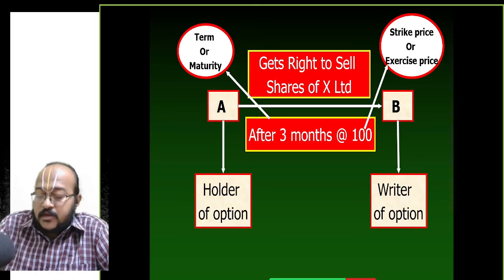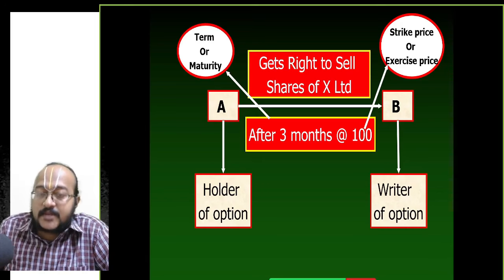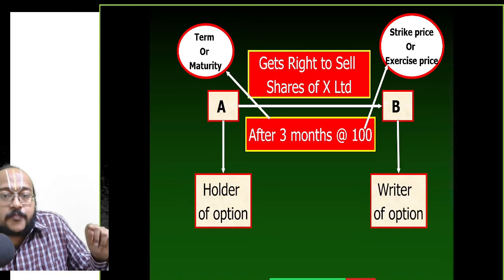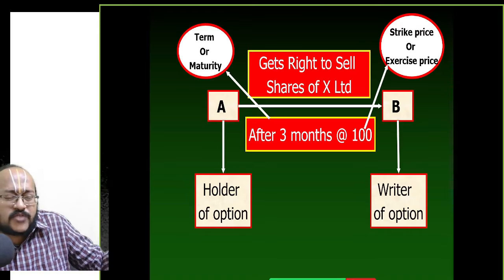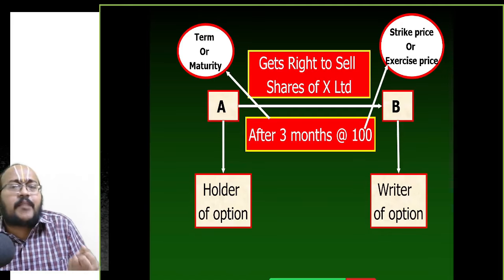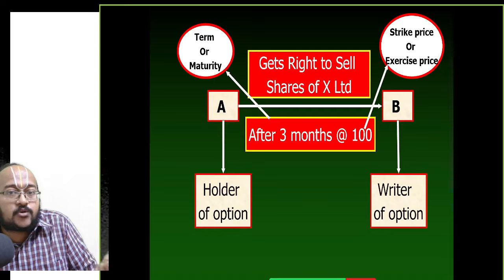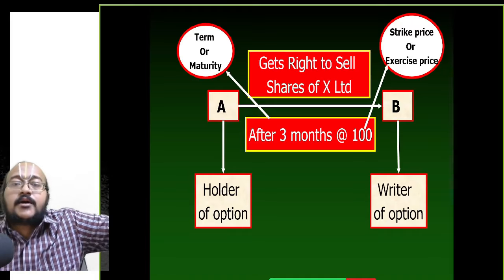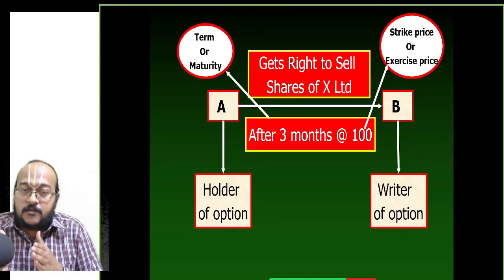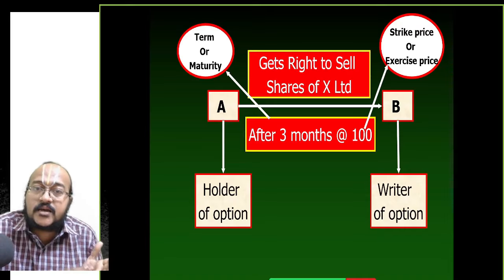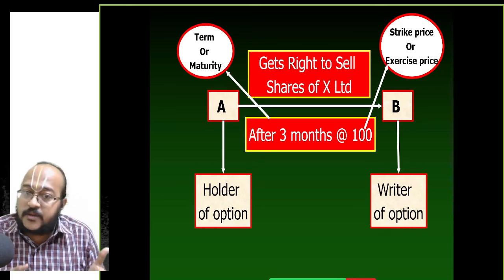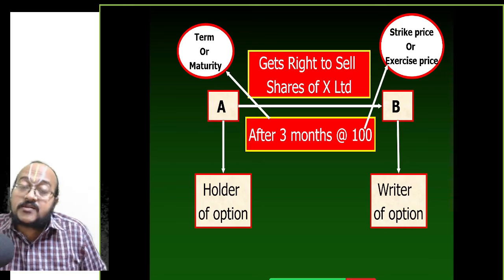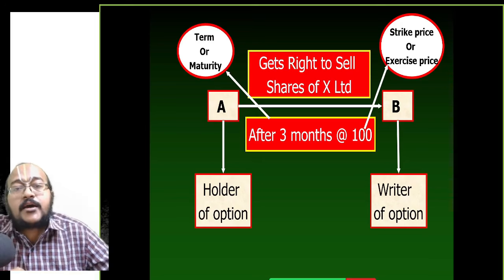So B is called the writer of the put option. What did he have earlier, as writer of the call option? Buyer of the call option had the right to buy the shares. If A has the right to buy the shares, the call option seller had the obligation to sell the shares. Correct? Come to this put option. A has the right to sell the shares, which means after 3 months, if he exercises the right, what should B do? He has the obligation to buy the shares.